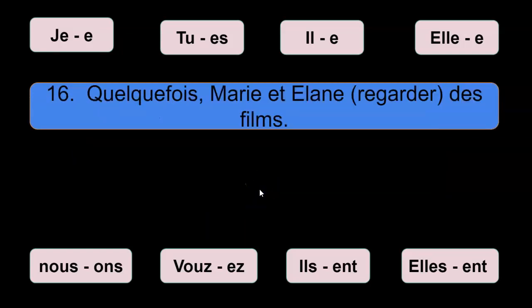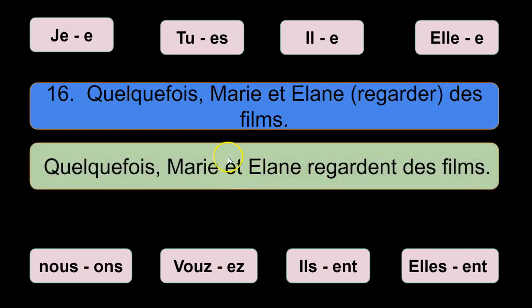Quelquefois, Marie et Hélène regardent des films. So you have two girls. It would be the elles. You're going to add the ENT. Regarder means to watch. Regardent des films, to watch films. Quelquefois in French means sometimes. If I wanted to say one time, une fois. Two times, deux fois. Trois fois. Quatre fois. Cinq fois. Sometimes, quelquefois.